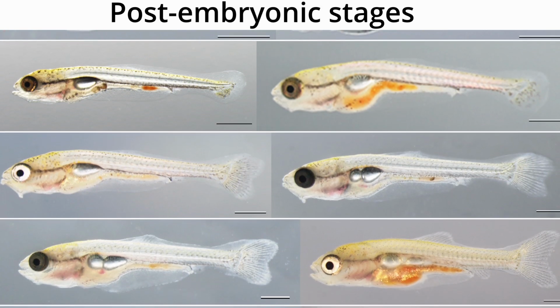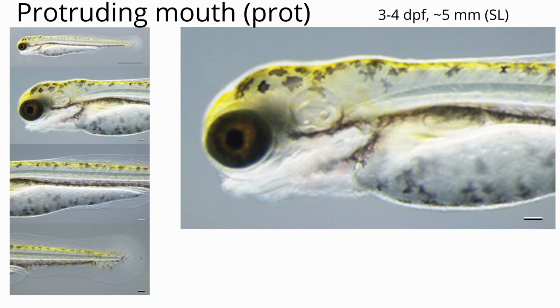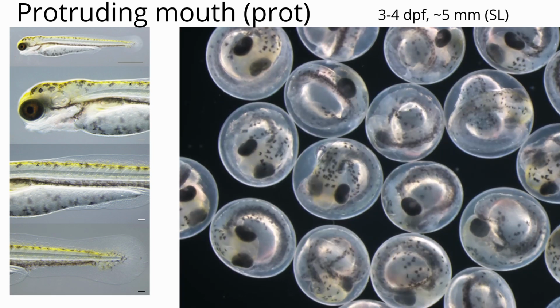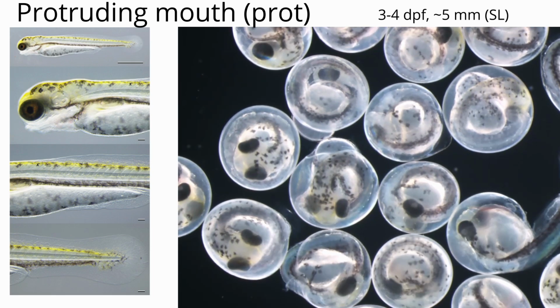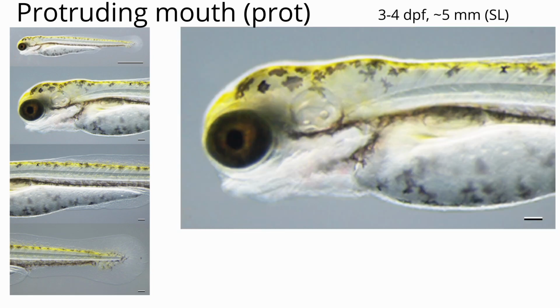Now let us examine the post-embryonic stage of goldfish. Protruding mouth stage. As mentioned in the previous video, this stage also appears in the embryonic staging table. This is because depending on the state of the embryo, the individual may still be enclosed within the egg membrane at this stage. However, once it breaks through the egg membrane and emerges, it is then considered a larva.